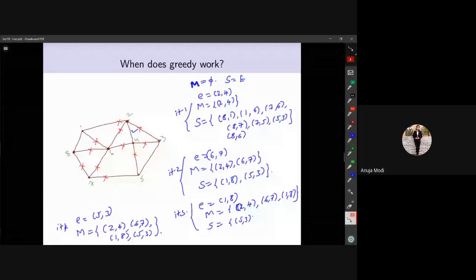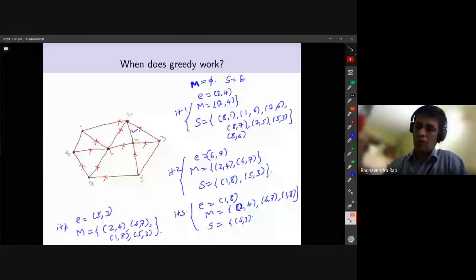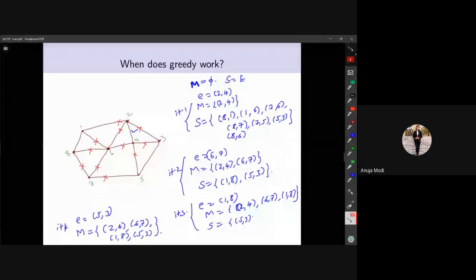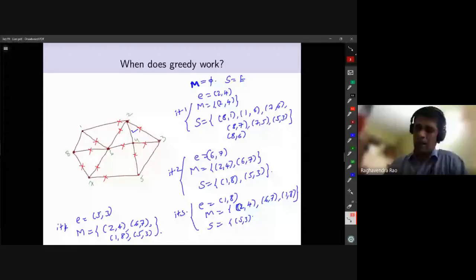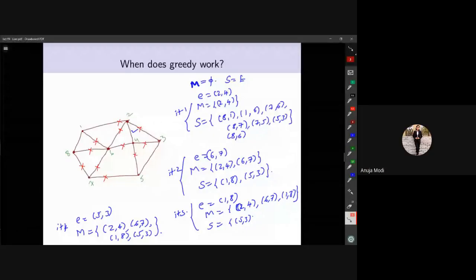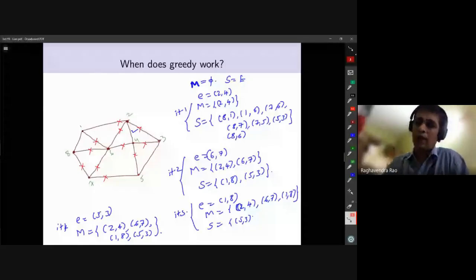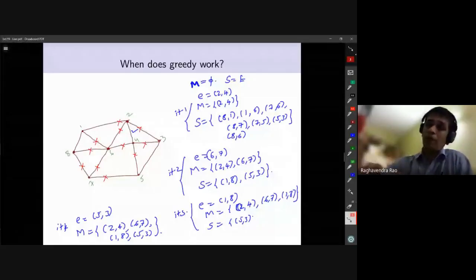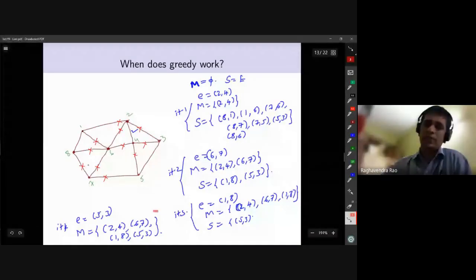Sir, here we at first chose E equals 2, 4. That is why we got the maximum matching. But it does not always happen, because it depends on the first choice, no? And the subsequent choices we are making. Yeah, that's a very good point. So any other thoughts? Is it Anuja? Yes, sir. So Anuja was saying it is because of the choices that we made we got this solution. She says greedy will not work always.